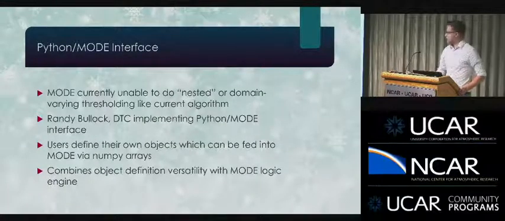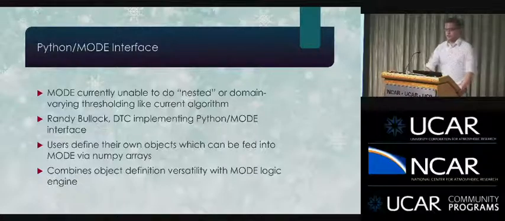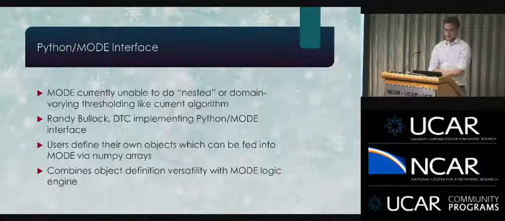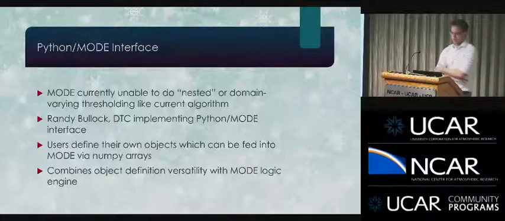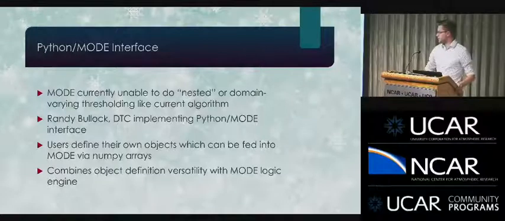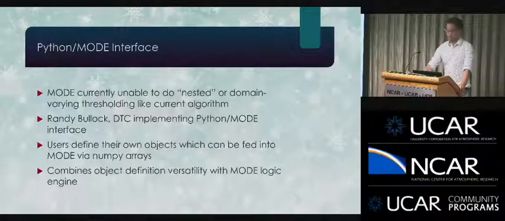So MODE is currently unable to do a nested or domain-varying threshold like my current algorithm does, so it can't threshold at 0 dBZ and then calculate a new threshold based on each individual object's properties. But Randy Bullock and the DTC are currently working on implementing a MODE Python interface. So basically, users can define their own objects however they want, and then these objects can be fed into MODE via NumPy arrays. So it's basically going to combine the versatility of being able to identify your own objects in Python with the power of MODE's logic engine.